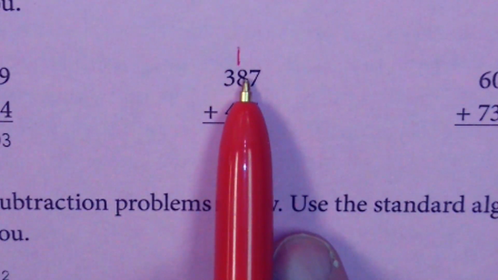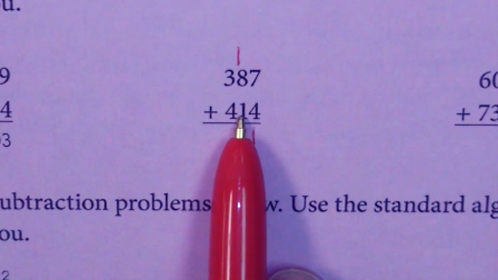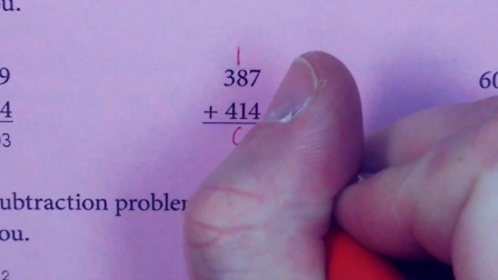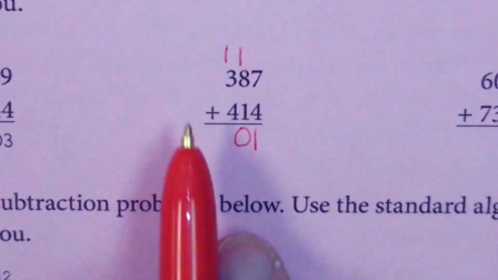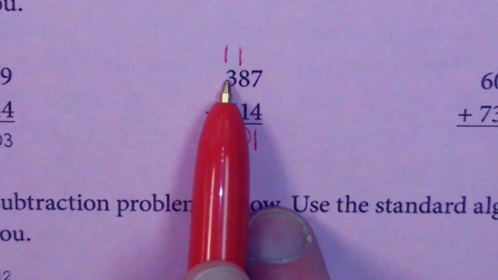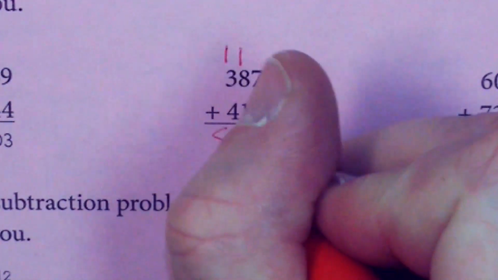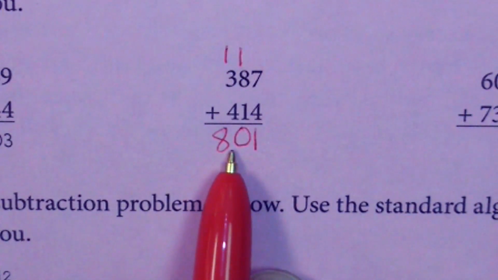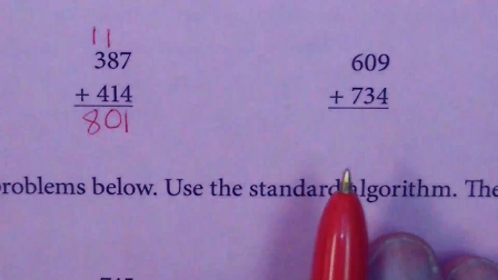1 plus 8 is 9. 9 plus 1 is 10. That's a 10 or greater, so I'm going to carry the 1. 1 plus 3 is 4. 4 plus 4 is 8. Our answer is 801.